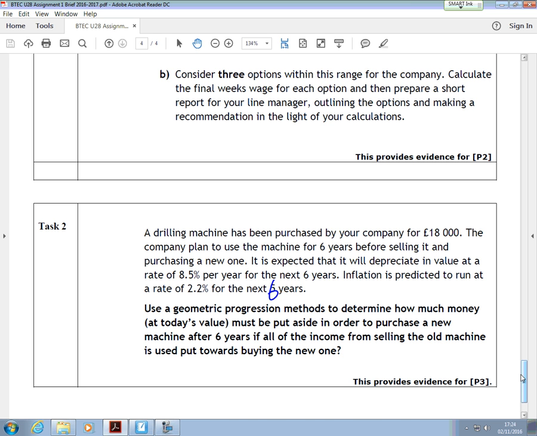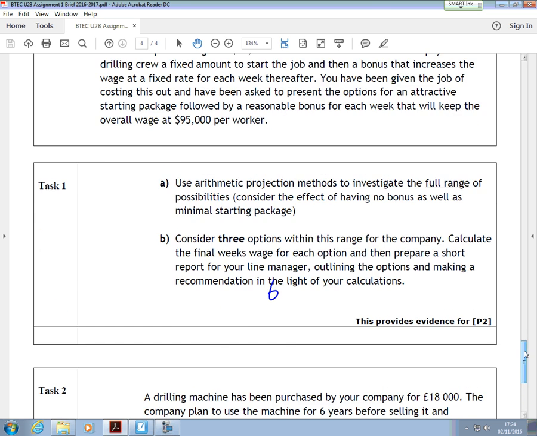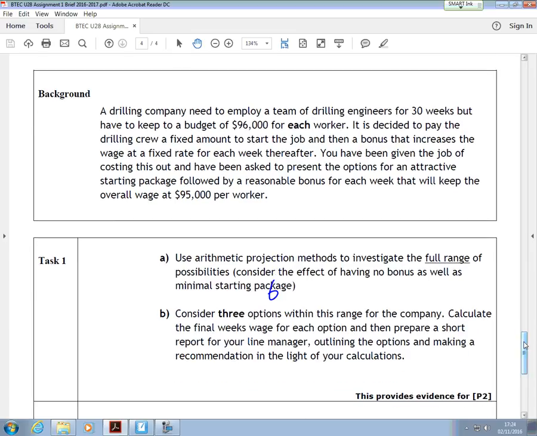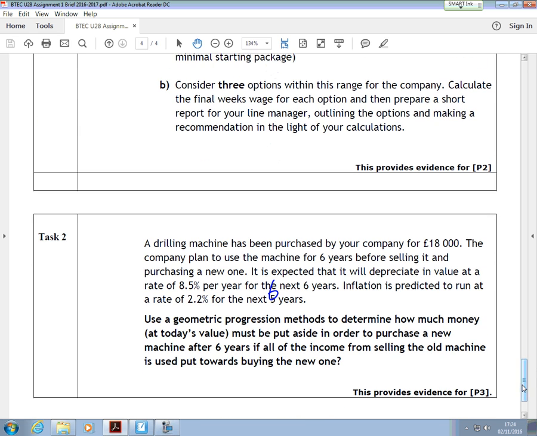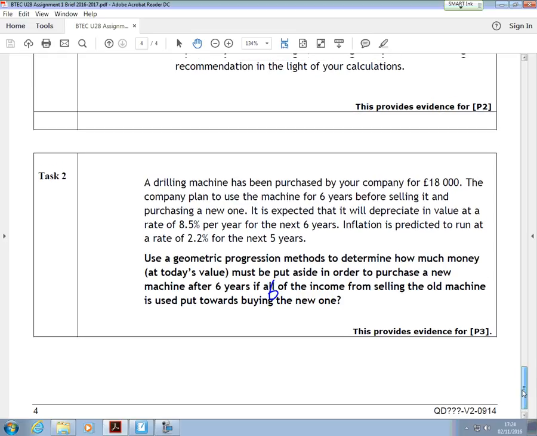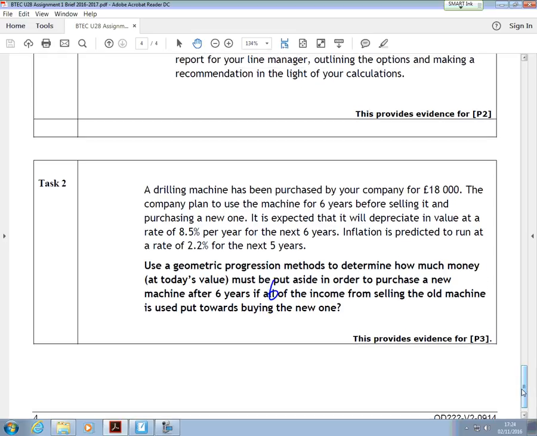96 grand. Where? 96. Keeping the overall wage to 96,000. Sorry. Oh. Steve's looked at this as well. I need him to pick it up. All right.